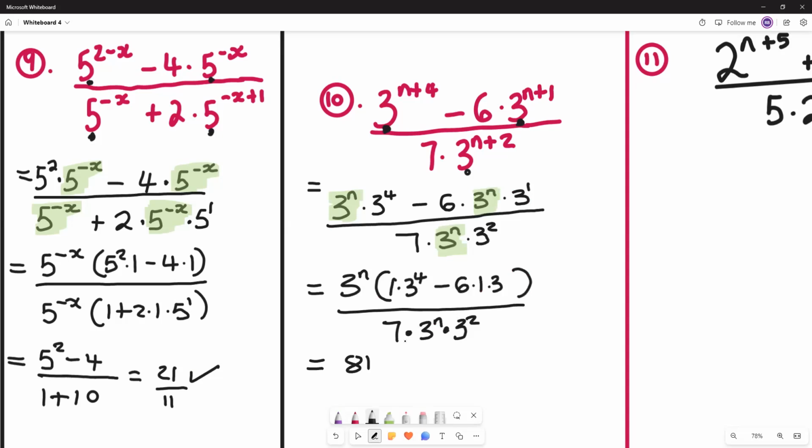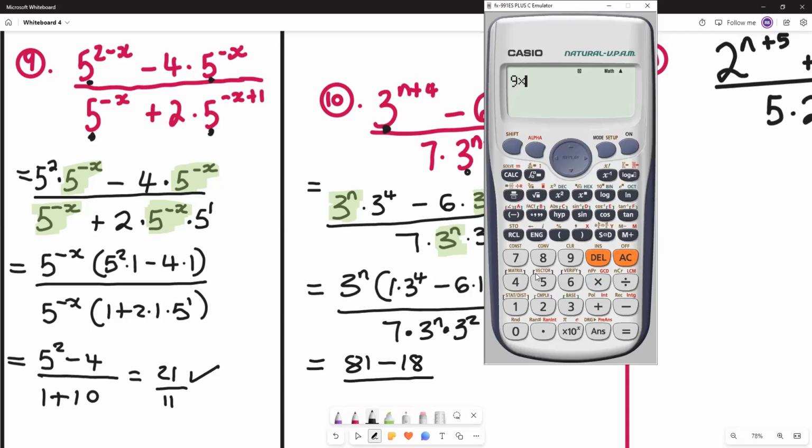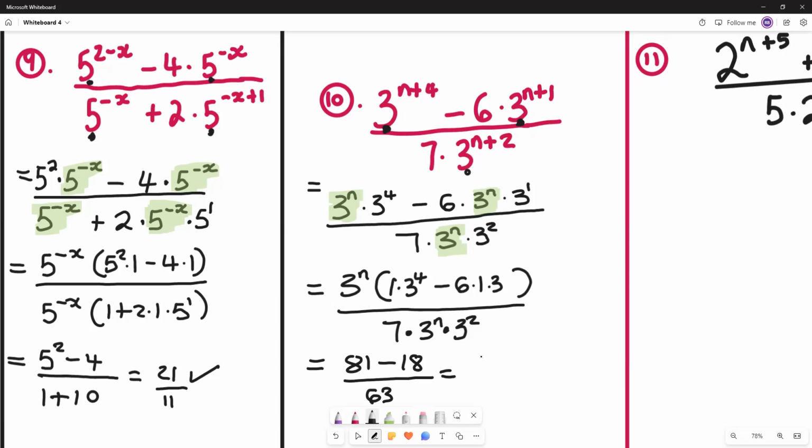And then this times that gives you how much? It gives you, let's see, it gives you 18. And then at the bottom, we're going to have 7 times 9, which is, let's check quickly what is 7 times 9. 7 times 9 is 63, okay? So we're going to have 63, which is, at the top, it's 63 as well when you do the difference. So 63 over 63, which gives you 1, right?